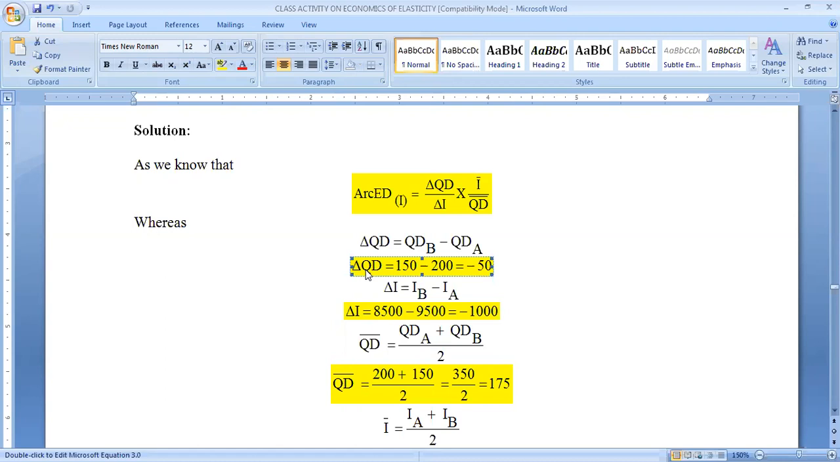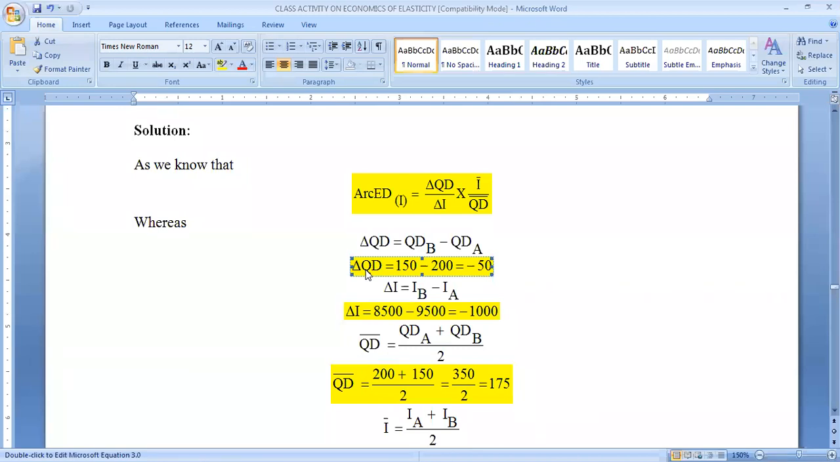Then QD bar is the third component of the formula, which is QD at point A plus QD at point B, and the sum is divided by 2. Quantity demanded at point A is given as 200 and it is 150 at the second point. So the sum is 350, and it is divided by 2 to give 175. So average quantity demanded, which is QD bar, is found to be 175. Now this is the third component.